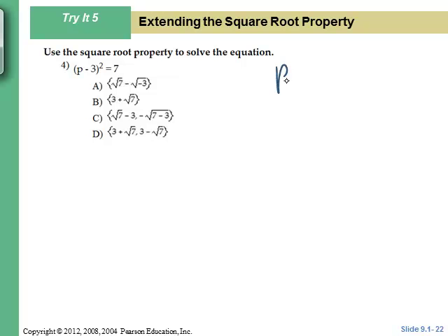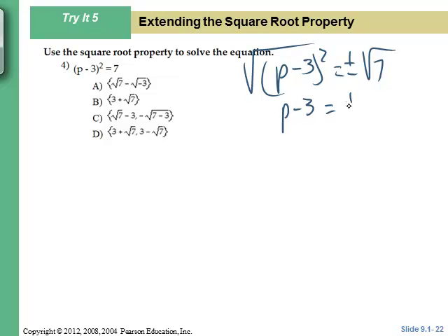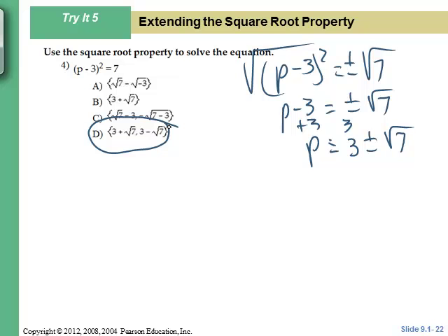Well, you get the square root of p minus 3 squared equals plus or minus square root of 7. P minus 3 equals plus or minus square root of 7. Add 3 to both sides. P equals 3 plus or minus square root of 7. 3 plus the square root of 7, 3 minus the square root of 7.